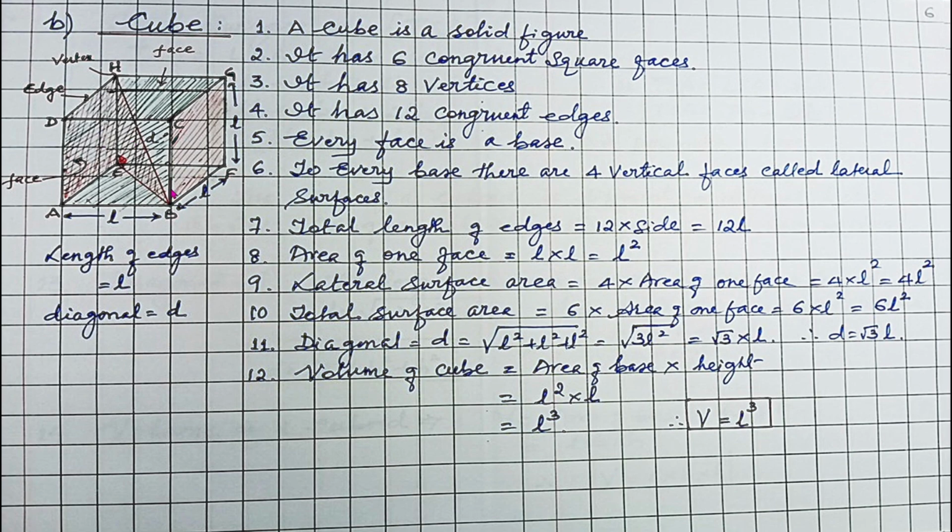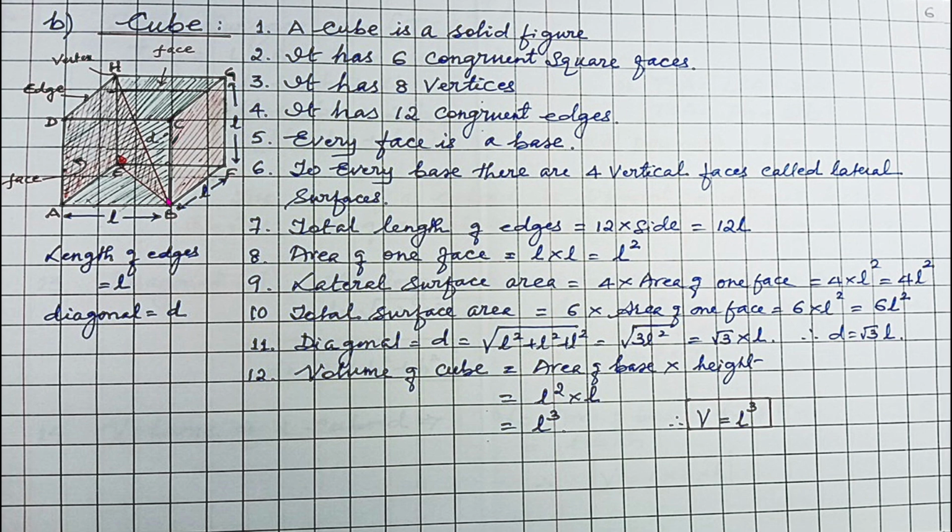Every face in a cube can be a base. To every base there are 4 edges, and for each edge there is a vertical surface. That means every base has 4 vertical faces, and these vertical faces are called lateral surfaces. The total length of the edges we have to find, then multiply the 12 edges by the length of each edge, that is 12 into L, that is 12L.